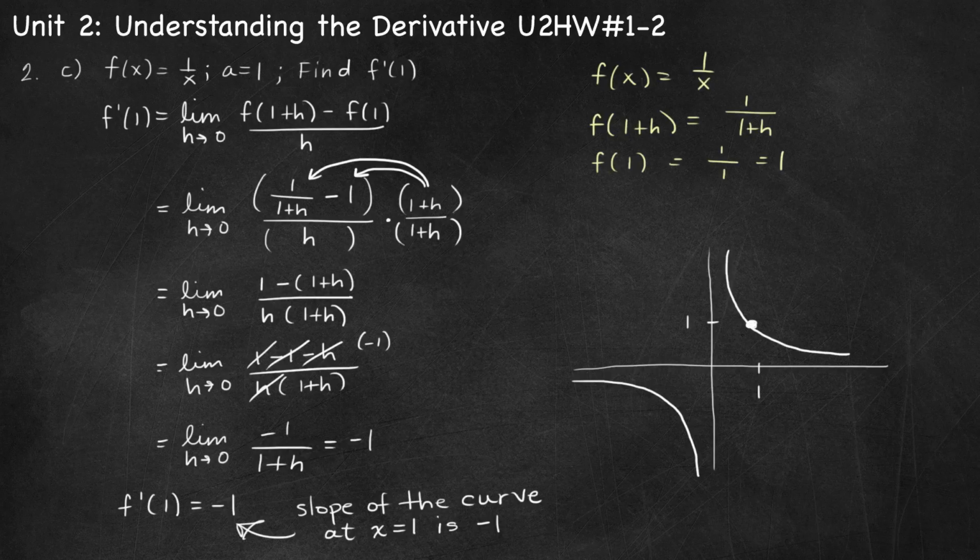If we draw the tangent line where x is equal to 1, the line tangent to the curve looks about like that. I may be off a little bit, but we can see that the slope does look like it's negative 1. So f prime of 1 equals negative 1.